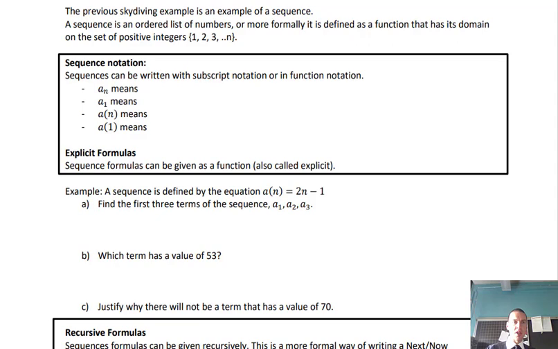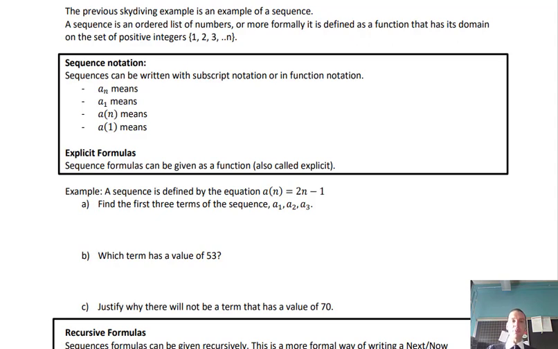So a sequence is an ordered list of numbers, or is defined as a function that has a domain on the set of positive integers. So notice that the first term has to be 1, and there's no half terms. That's really important, that the terms are from 1 to infinity, but must be whole numbers.